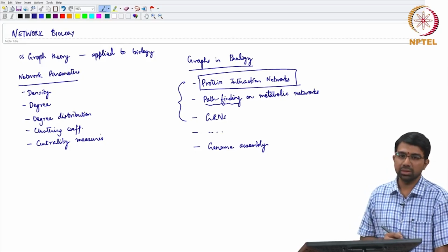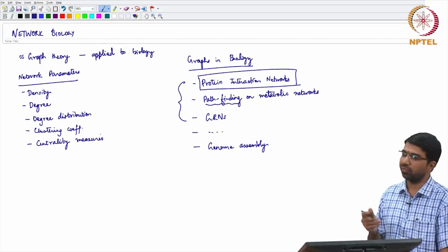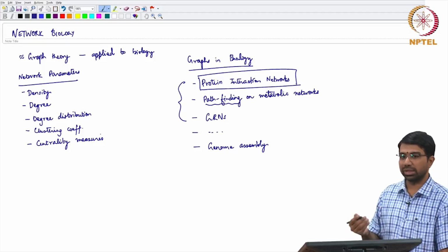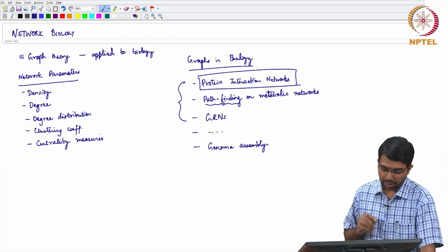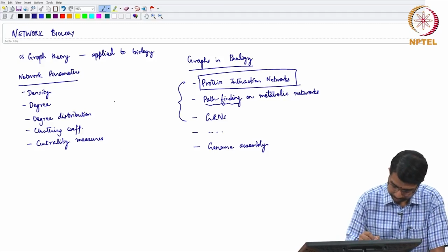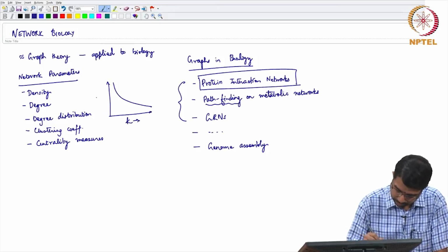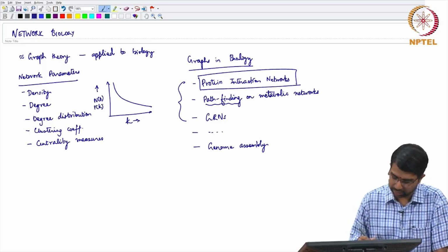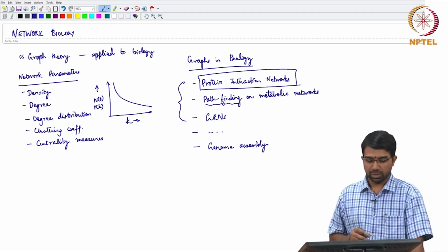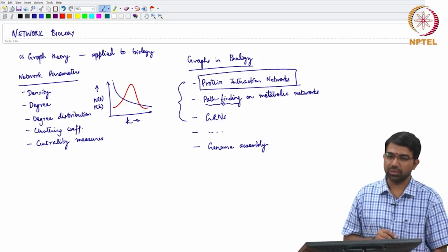So, what is degree? It is the number of neighbors that any node has, and for a directed graph some of these definitions slightly change. You may want to talk about in degree and out degree and things like that. A very important concept of course is that of degree distribution, which is a plot of how degree changes for different nodes. So, the number of nodes with degree k, or the probability of finding a node with degree k, versus k. So, if the graph looks like this, then it is a power law. If it looks like this, it is something else. You can have different kinds of degree distributions.